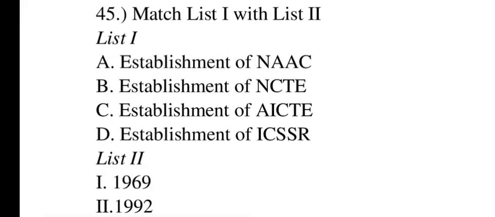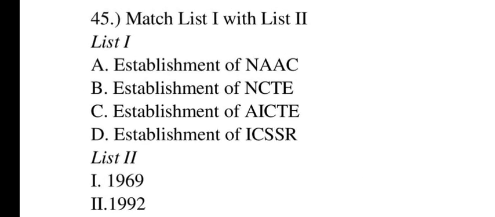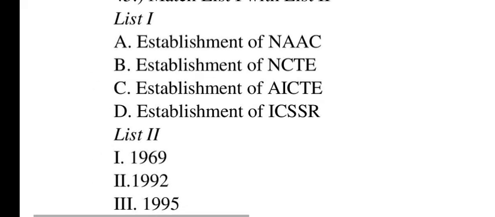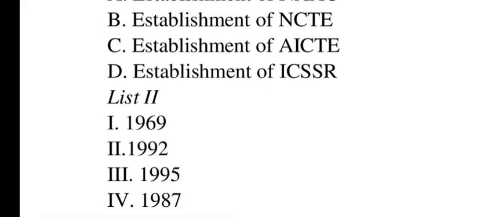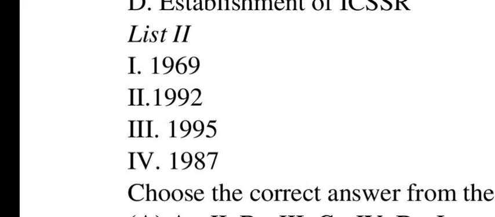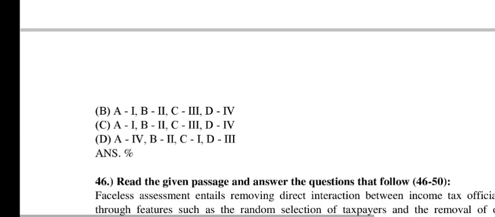So for 45, I will read the question, but I have not got the answer as per my research. Match list 1 with list 2. In list 1 we have A, establishment of NAC, B, establishment of NCTE, C, establishment of AICTE, D, establishment of ICSSR. In list 2 we have 1969, 1992, 1995, 1987. Now choose the correct option: A2, B3, C4, D1; A1, B2, C3, D4; A4, B2, C1, D3.